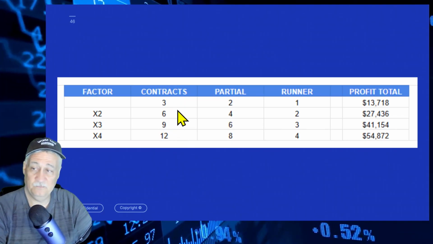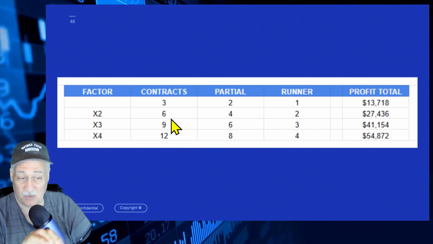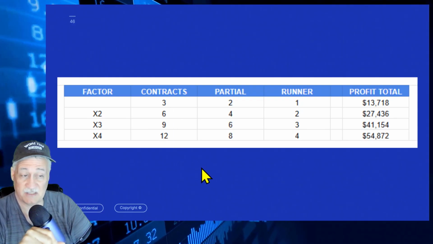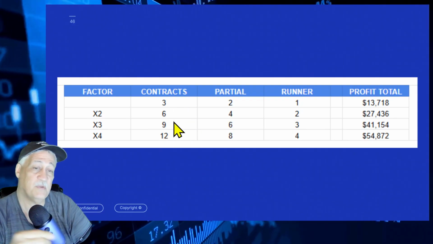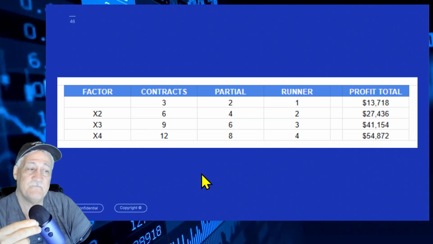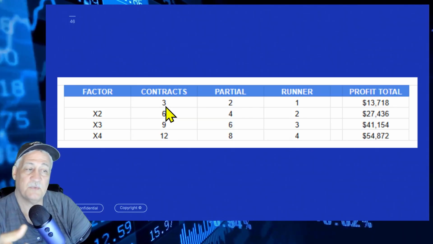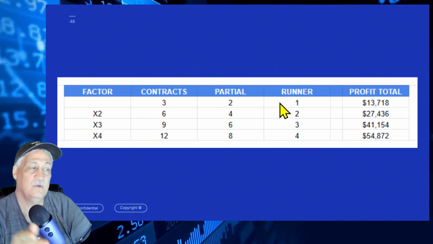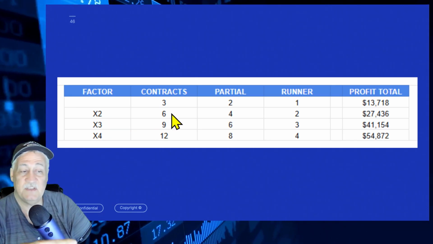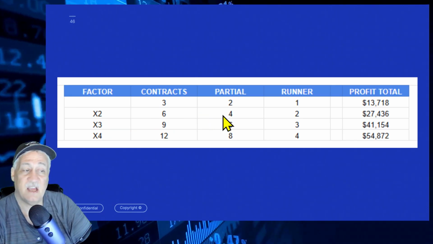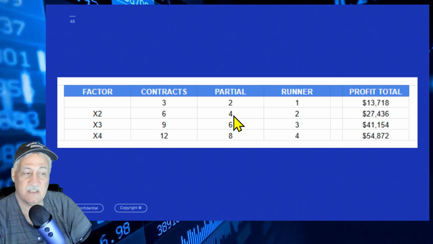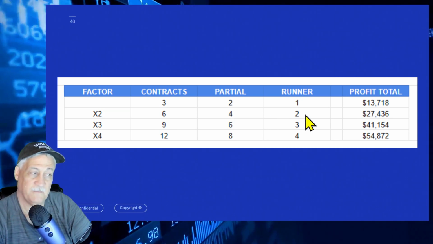Now, again, you're probably not going to do this in a personal account. Slap on 6, 9, or 12 contracts. But you can do it in a prop firm account. I'll cover that in a minute. So 3 contracts, closing 2, 1 runner, 13,000. Multiply it times 2. Let's double it. 6 contracts. We're going to close 4. We're doubling everything. We're closing 4, but now we have 2 runners on.